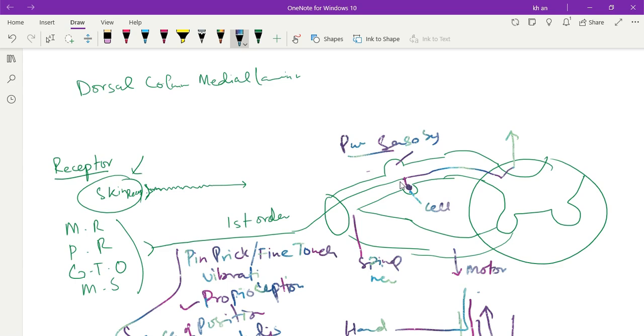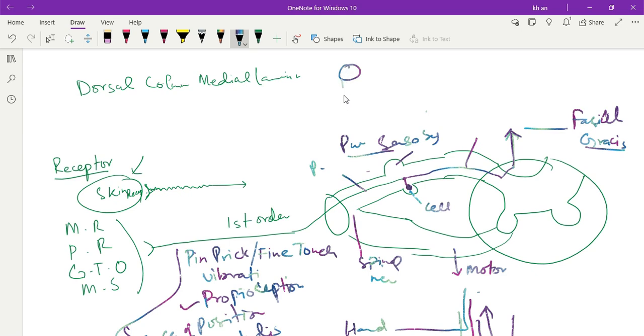This one is called the dorsal root ganglion, and this one is the cell body, dorsal root ganglion cell body. This nerve will give two processes. This one is called the peripheral process, and this one is called the central process, which will go inside the central nervous system. All right. So first of all, these fibers will be going from the lower body. And the lower body fibers are called fasciculus gracilis.